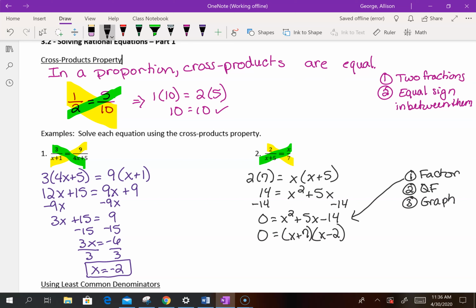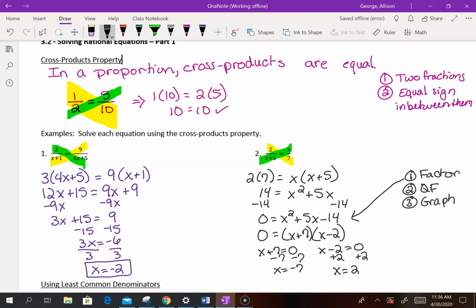All right, so we're here. And now we can split these up into baby equations and solve both. So I'm going to subtract 7 here. And I get x equals -7. I'm going to add 2. I'm going to get x equals 2.